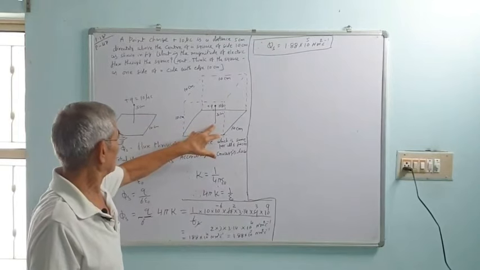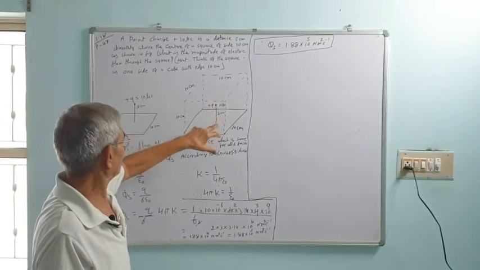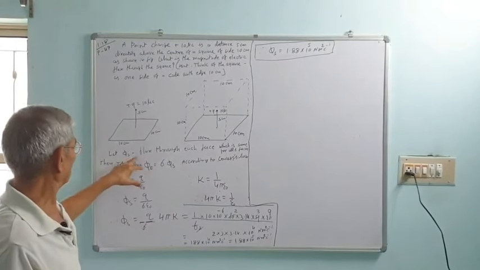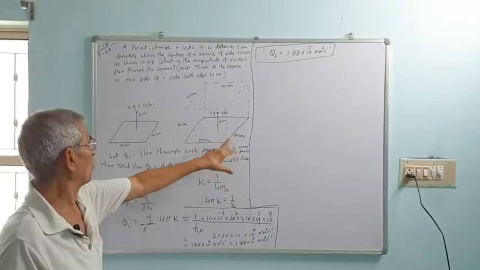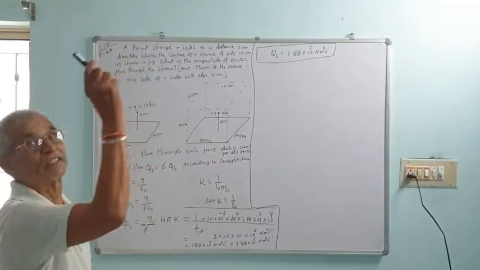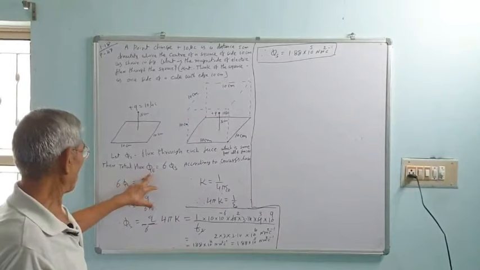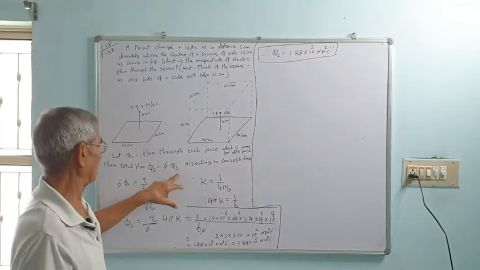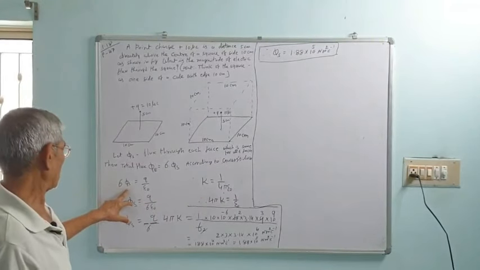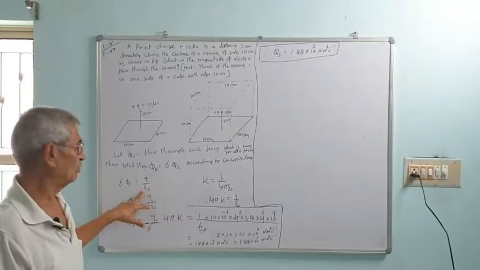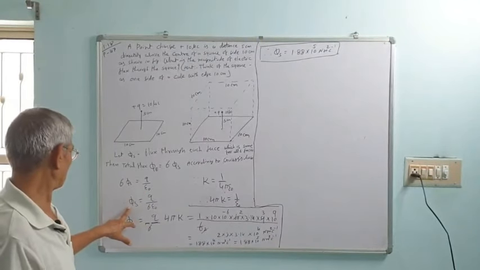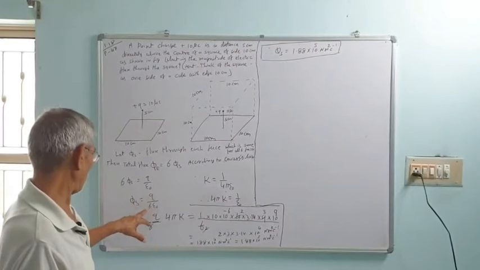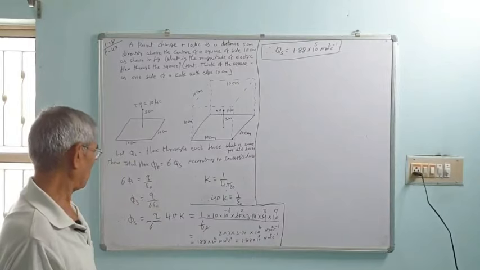Consider this cube in which the charge Q0 is placed 5 cm above the bottom. Let phi s be the flux through each face, which is the same for all 6 faces. It has 6 faces, so the total flux phi will be 6 times the flux through one face, that is 6 phi s. According to Gauss law, the total flux is equal to the charge enclosed upon epsilon 0. Therefore, phi s, the flux through one side or one plane, is equal to q upon 6 epsilon 0.